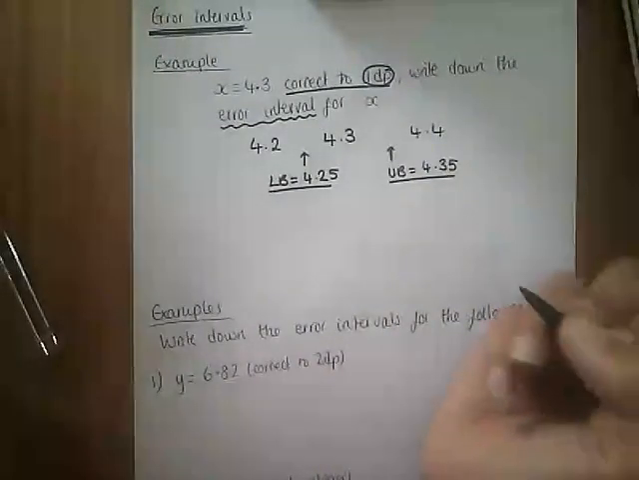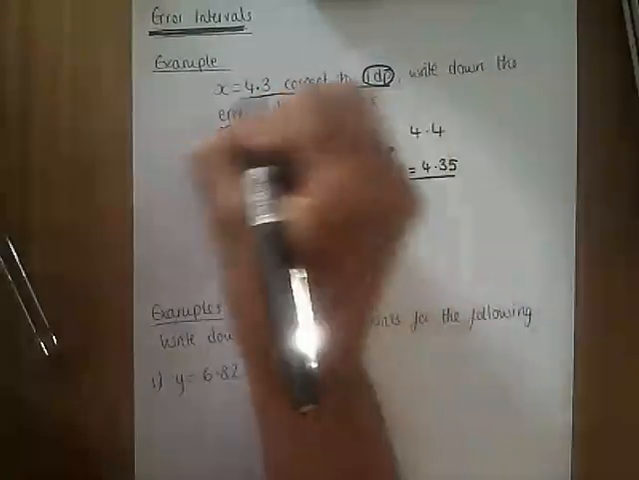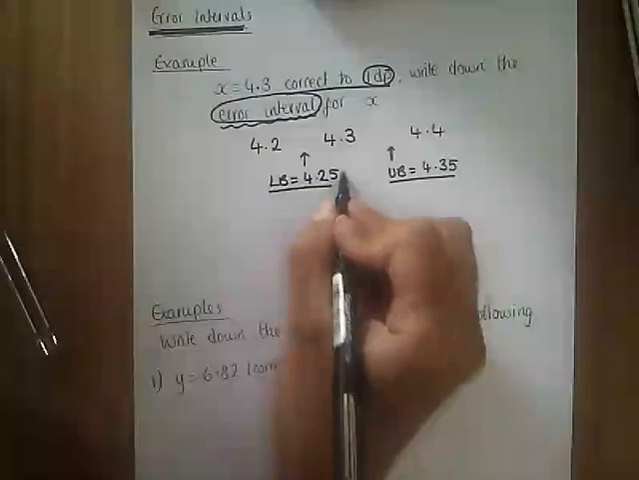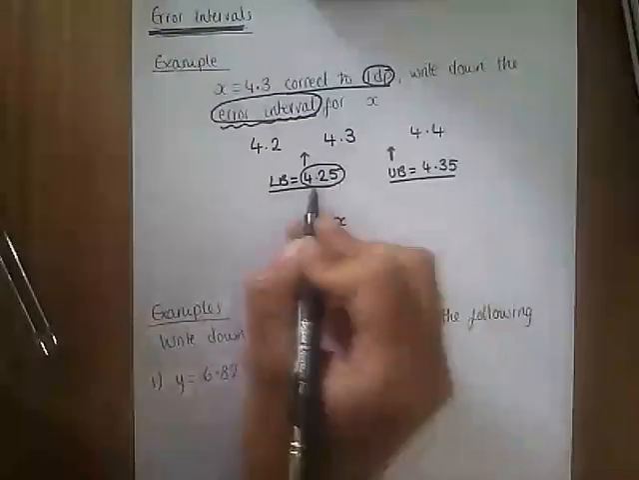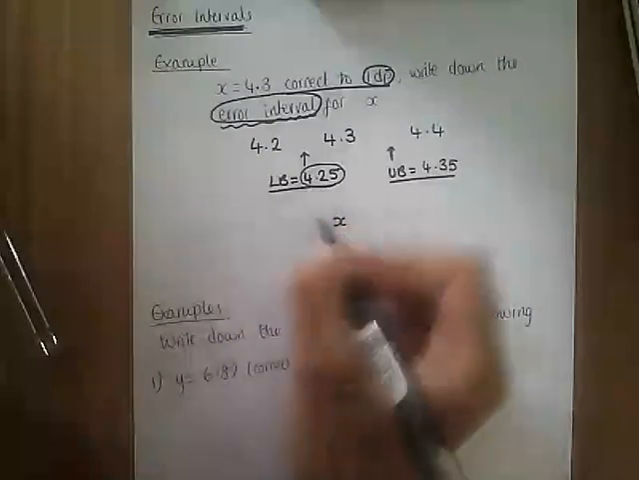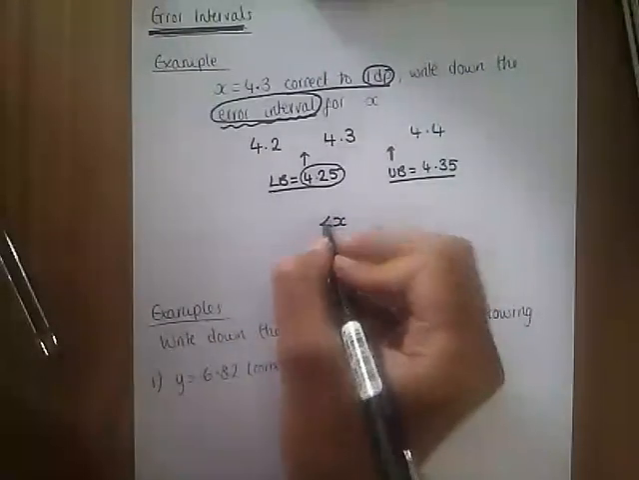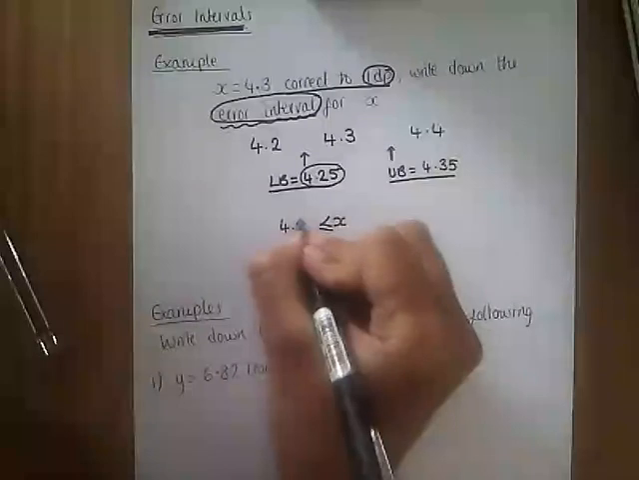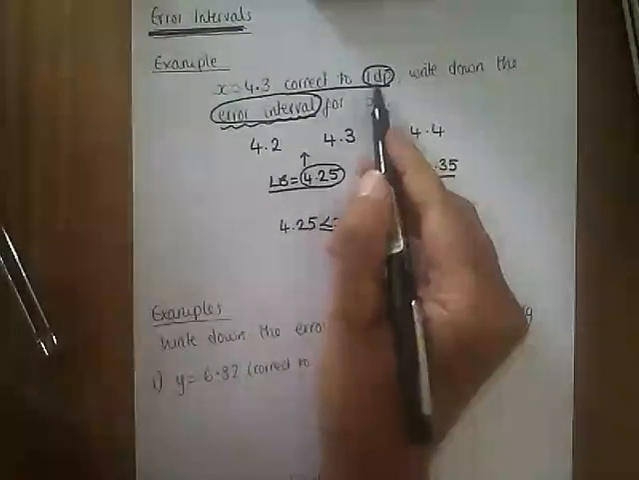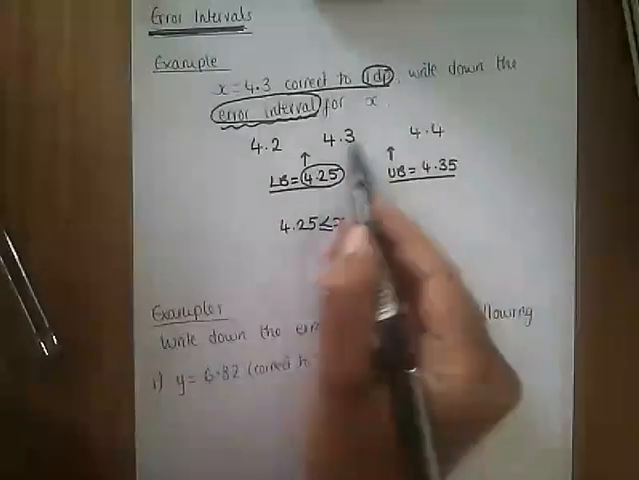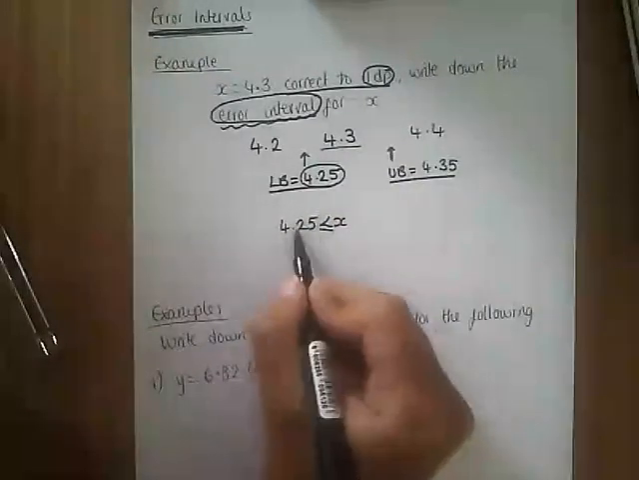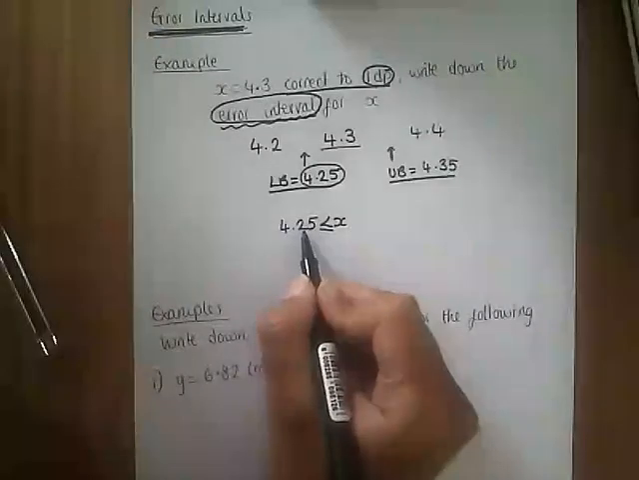Okay, now the error interval. So this is giving us all the possible values that x can be. So x can be anything that is bigger than, this is the lowest possible value it can be, so it can be anything bigger than 4.25. So x can be bigger than or equal to 4.25, because if we had 4.25 and we were rounding it to 1 decimal place, it would be 4.3. So it can be anything as small as 4.25 or 4.25 itself.